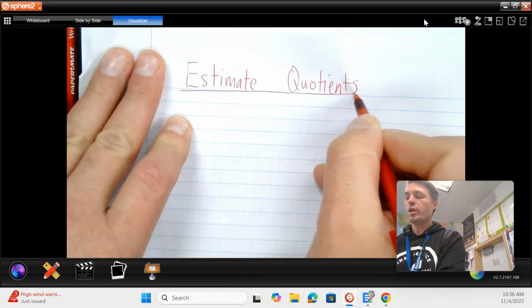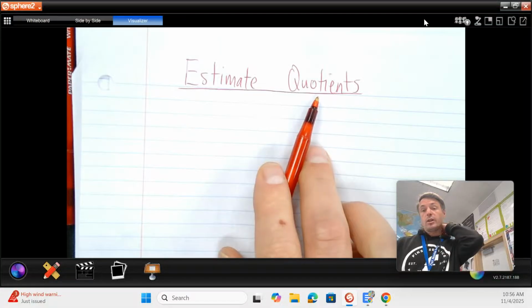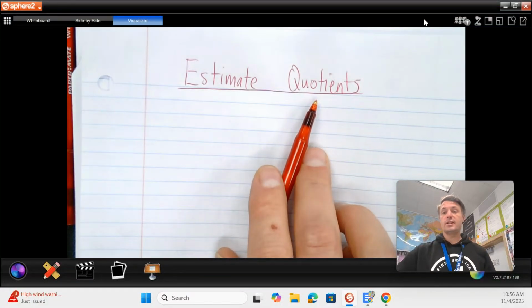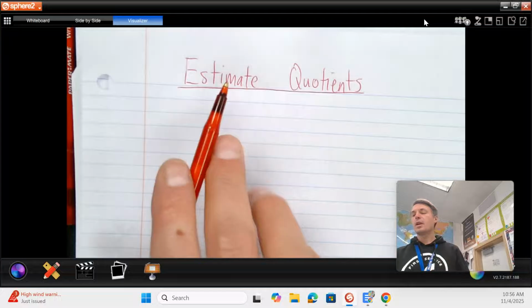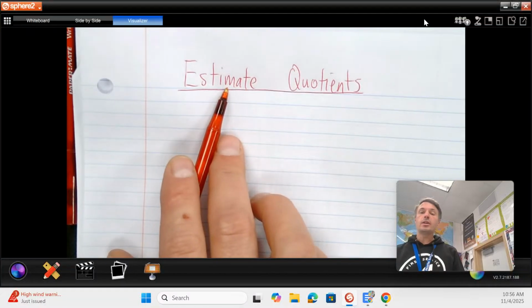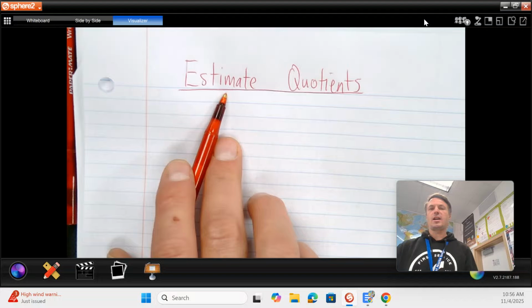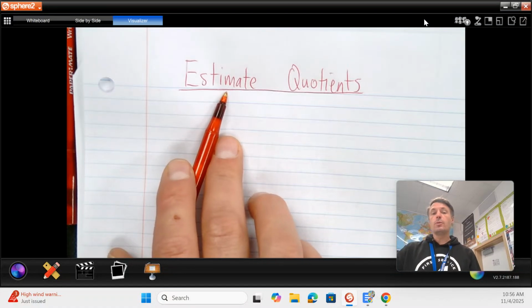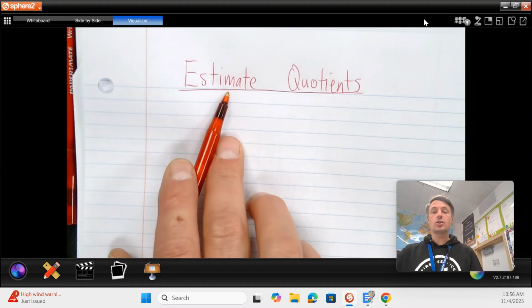Okay, so since it says quotients, we know that we'll be dividing because a quotient is the answer to a division problem. And since it says estimate, we know we will not be finding exact answers today. Rather, we will be rounding to find an answer around the exact answer. And when you find an answer around the exact answer, it's sometimes called an estimate or an approximate answer, or you can just say an answer around the exact answer.